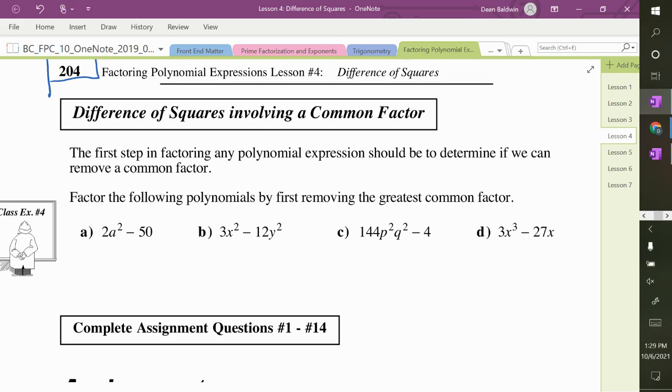What is the very first thing we learned? What type of factoring? I didn't emphasize it enough, but we're going to emphasize it right now. The very first thing you do when you look at an equation is you factor out the greatest common factor. It's the very first thing you do every single time. So is there a common factor between 2 and 50? 2. So you take out a 2.